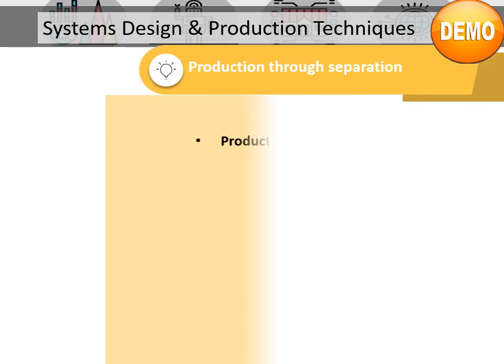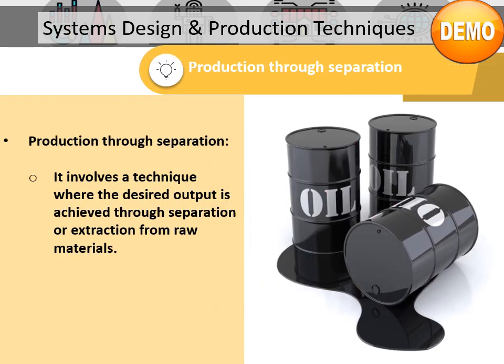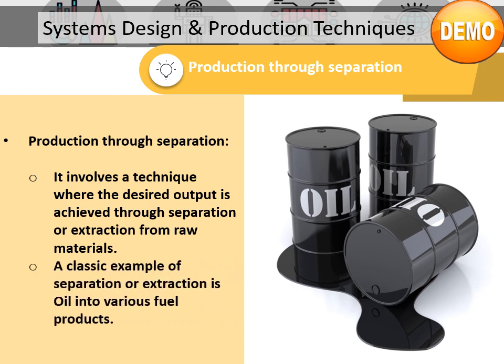Production through separation. It involves a technique where the desired output is achieved through separation or extraction from raw materials. A classic example of separation or extraction is oil into various fuel products.